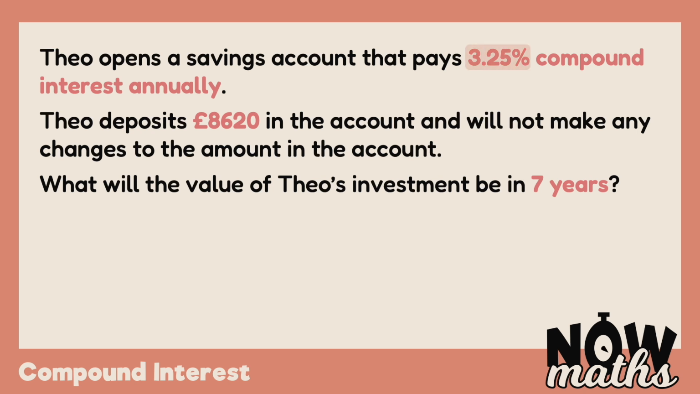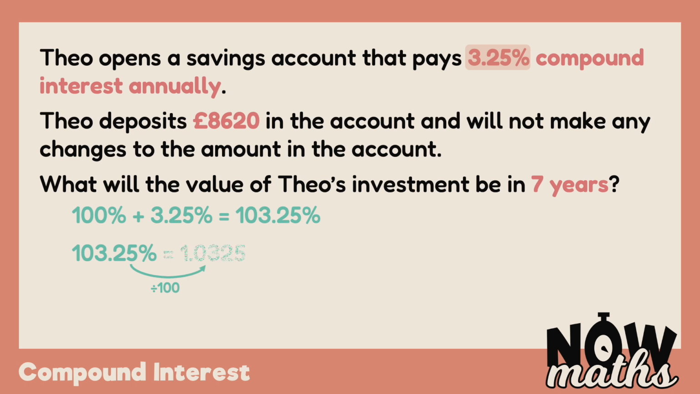So the 3.25% compound interest rate tells us that Theo will gain 3.25% of whatever's in his account each year. So we need to work out a decimal multiplier that will help us increase by 3.25%. So to do this, we're going to work out 100%, add 3.25%, which is 103.25%. And then we're going to turn this percentage into a decimal by dividing by 100. So the decimal that increases by 3.25% is 1.0325 when we multiply.